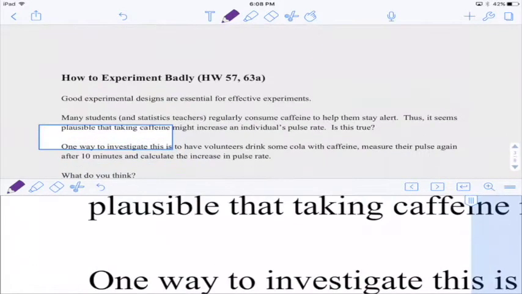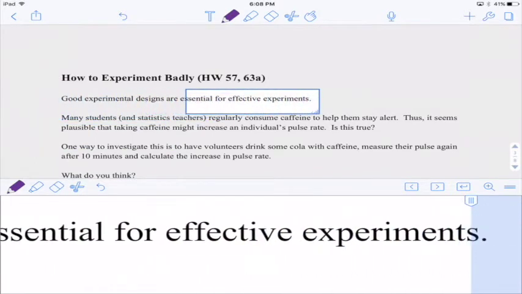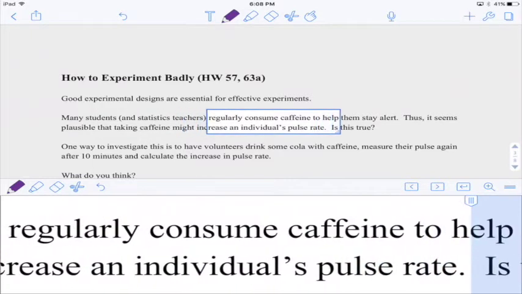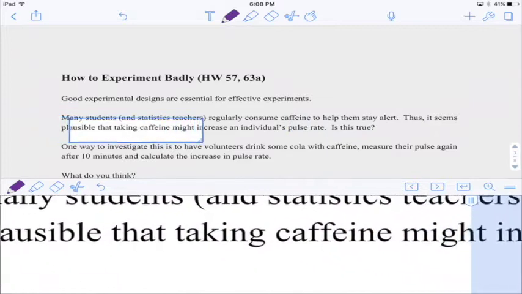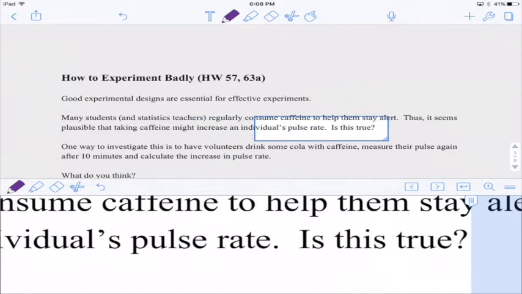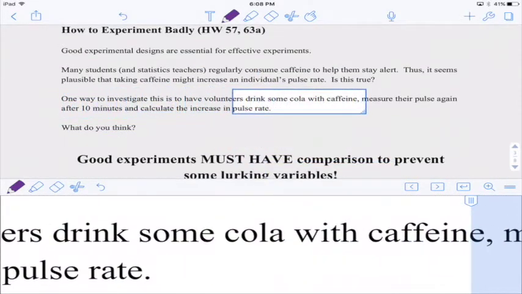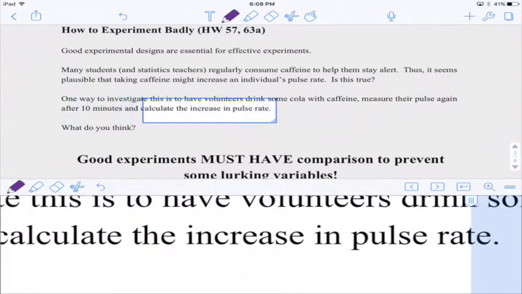How to experiment badly. Good experimental designs are essential for effective experiments. Many students and statistics teachers regularly consume caffeine to help them stay alert. Thus, it seems plausible that taking caffeine might increase an individual's pulse rate. Is this true? One way to investigate this is to have volunteers drink some cola with caffeine, measure their pulse again after 10 minutes, and calculate the pulse rate.